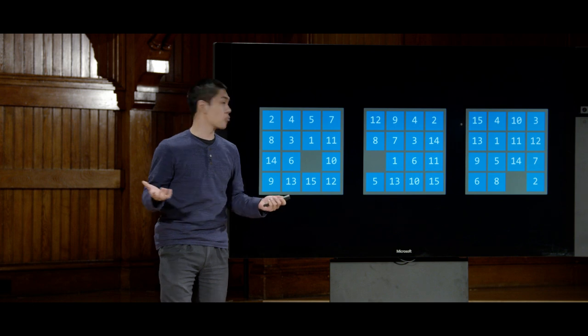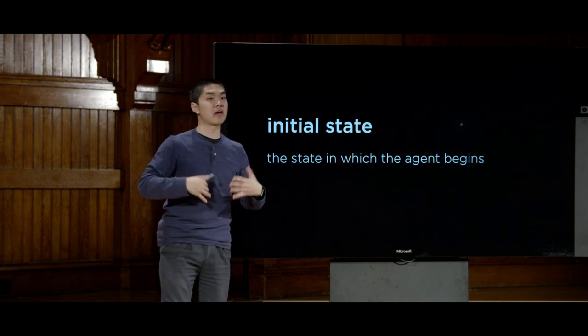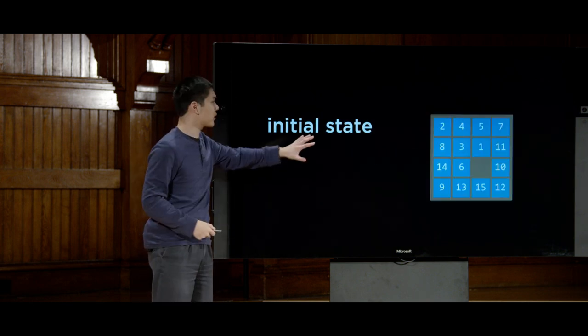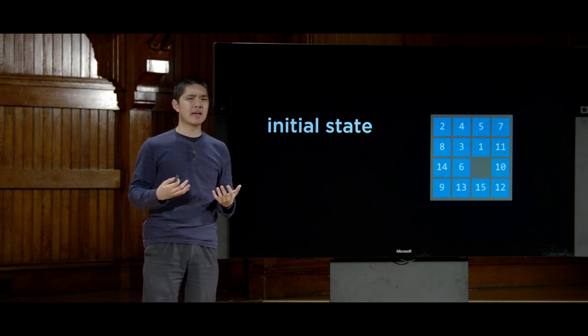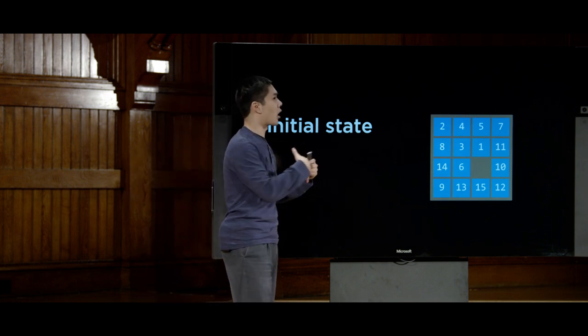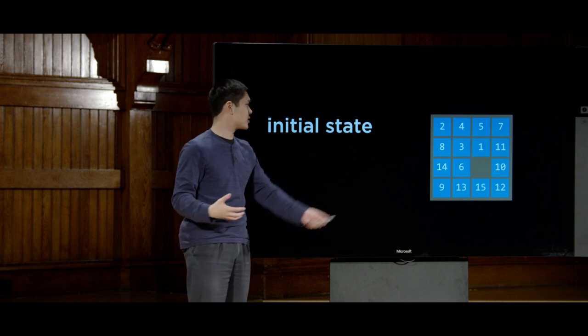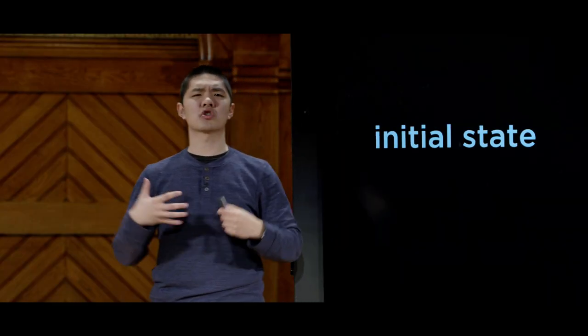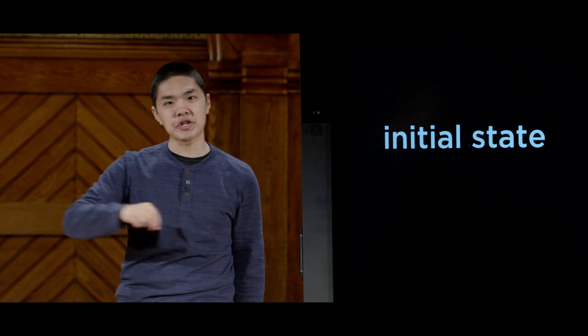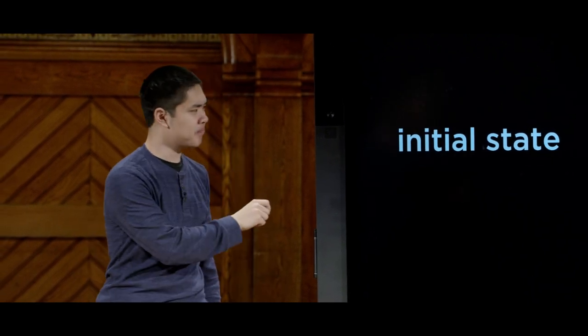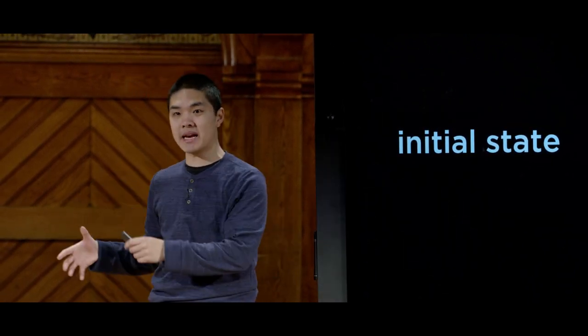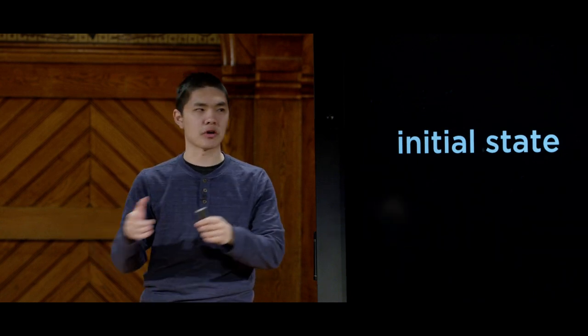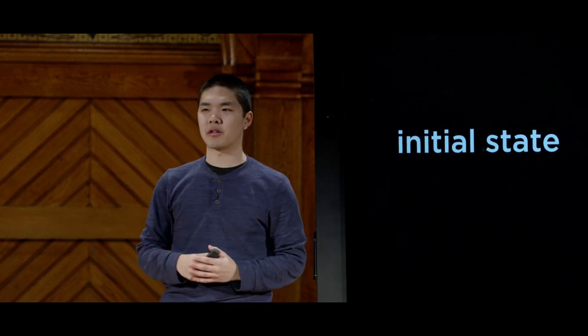So the initial state, then, what is that? The initial state is just the state where the agent begins. It is one such state where we're going to start from. And this is going to be the starting point for our search algorithm, so to speak. We're going to begin with this initial state and then start to reason about it, to think about what actions might we apply to that initial state in order to figure out how to get from the beginning to the end, from the initial position to whatever our goal happens to be.